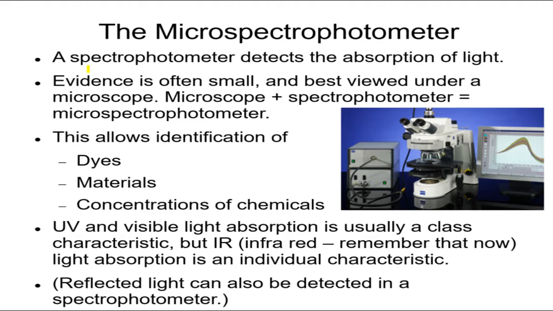We take the spectrophotometer to identify what it is, but it's got to be using a microscope because it's a tiny sample. So we use a microscope combined with a spectrophotometer, and we call that a microspectrophotometer. Here's a little picture of a commercial one. They're kind of expensive, but that's what has to be done.